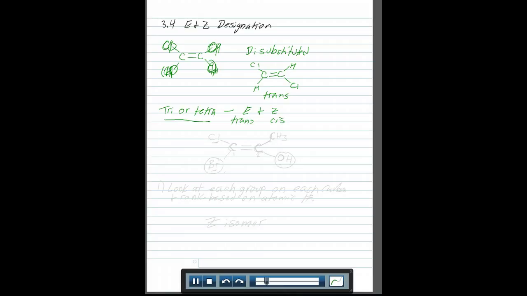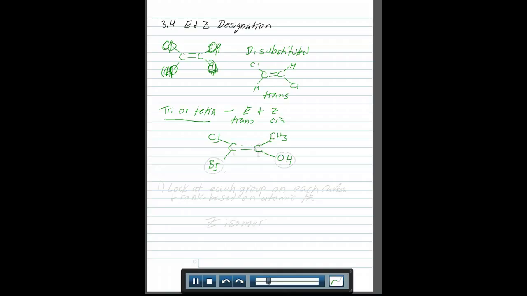So now what we have to do is learn the rules of how you do this. And it's not that hard. So let me put an example up here, and we will use the example as our guide through the rules. So notice this is a tetra substituted double bond. Why is it tetra substituted? All 4 groups are different.